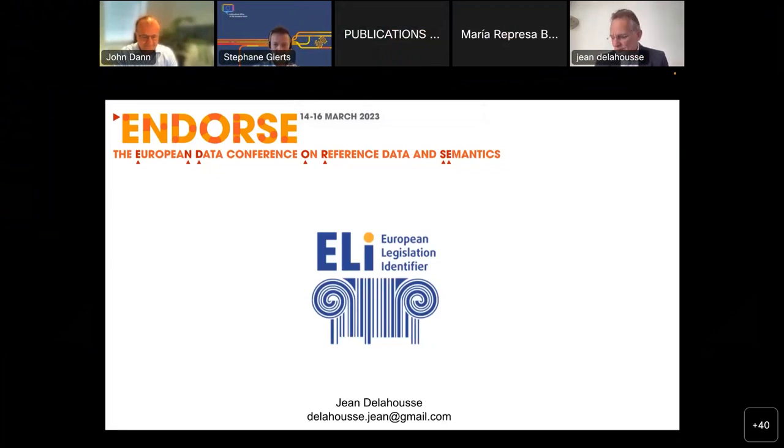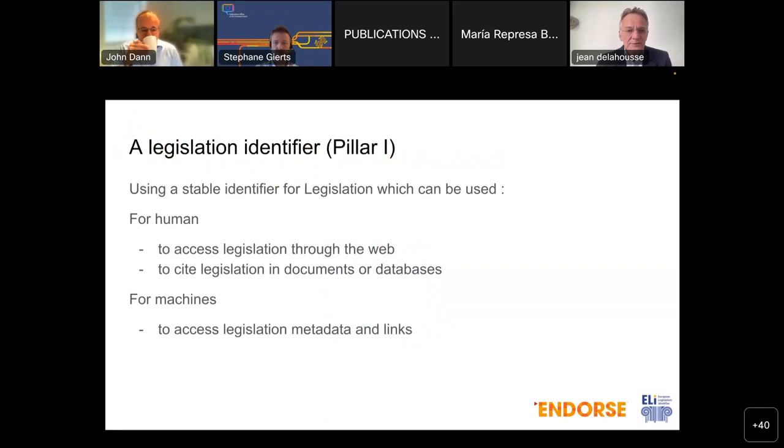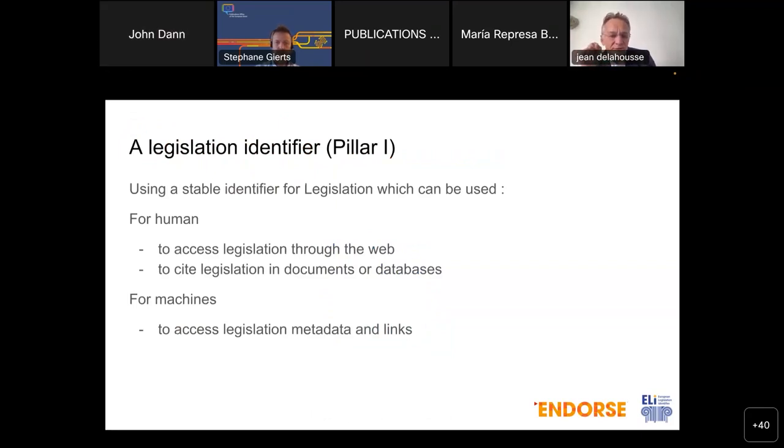I'm Jean Delahousse. I'm one of the experts of the task force. So we have been both working on the standard with Thomas and the task force, and also doing training for a lot of the official journals. I will talk here just about ELI, so the first part of the standard. So as was said, it's both a standard for humans to access legislation through the web, to cite legislation in documents, but it's also for machines, because when the machine accesses this identifier, they are supposed to find a description of the legislation that they can use.